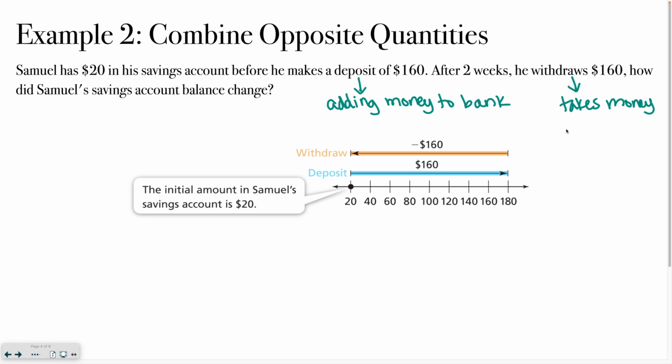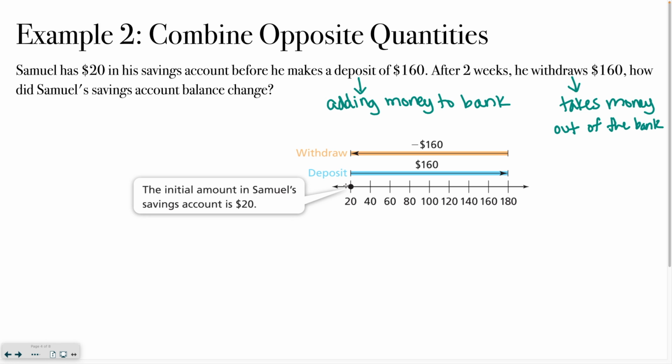These are two good vocab words for you to kind of memorize, and also just life skills. Okay, when you are working with a bank, you need to know the difference between a deposit or a withdrawal. Okay, so it takes money out of the bank. After 2 weeks, he withdraws $160. How much did Samuel's savings account balance change?